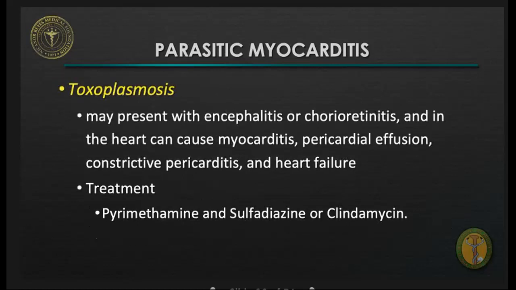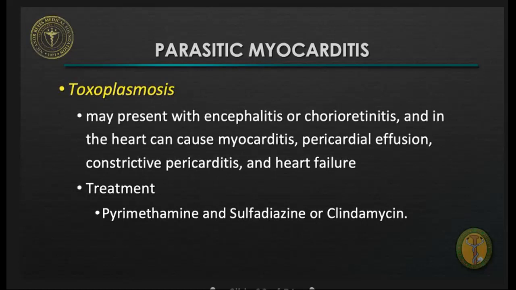Immunocompromised hosts are at greatest risk for reactivation of latent infection from cyst. The cysts have been found in up to 40% of autopsies of patients dying from HIV infection. So toxoplasmosis may present with encephalitis, chorioretinitis, and in the heart, it can cause myocarditis, pericardial effusion, constrictive pericarditis, and heart failure.